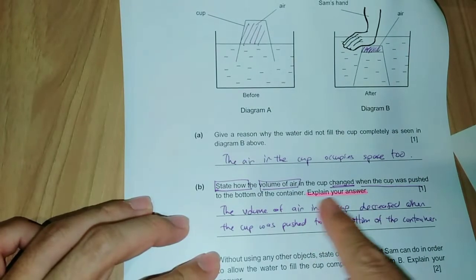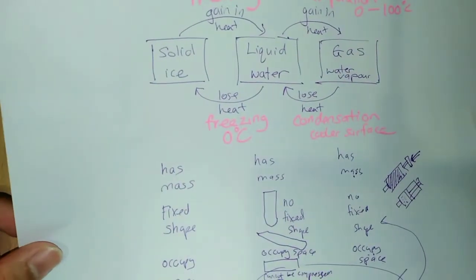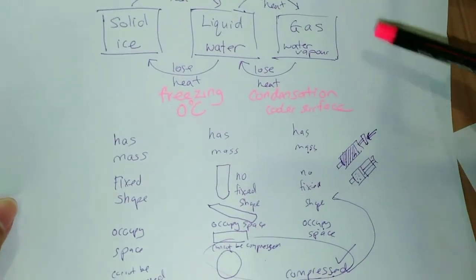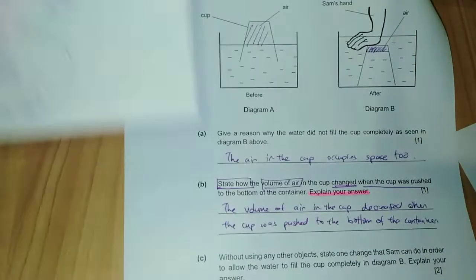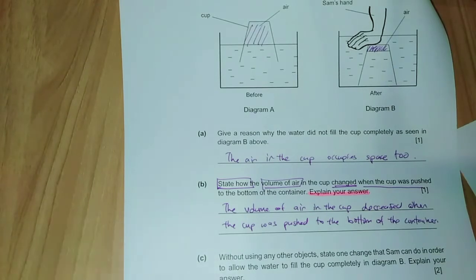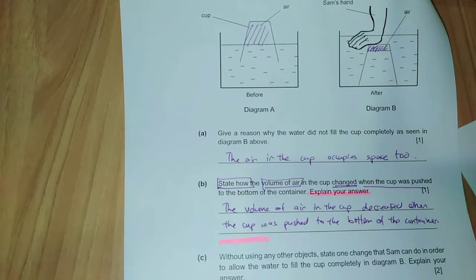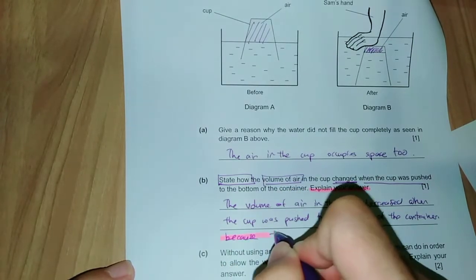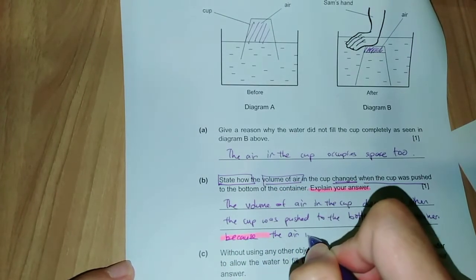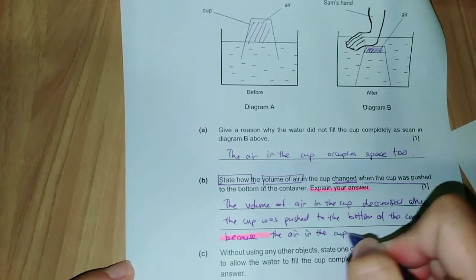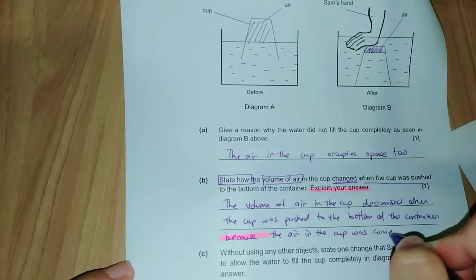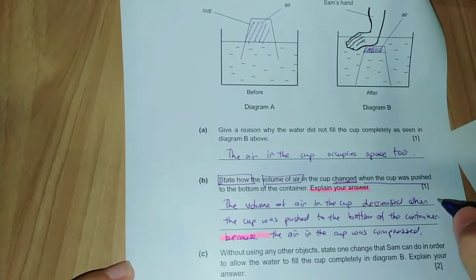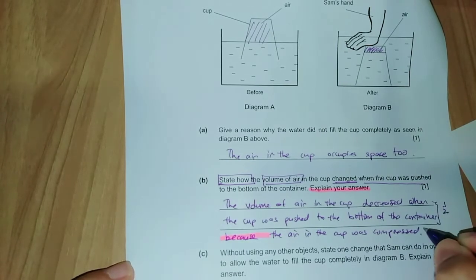Let's explain this now. And to explain, we must use properties. We must use a scientific concept. In this case here, it is air, gases can be compressed. So to explain this, I'll use the word because. Because the air in the cup was compressed. So this part will be my first half mark. This part will be my second half mark.